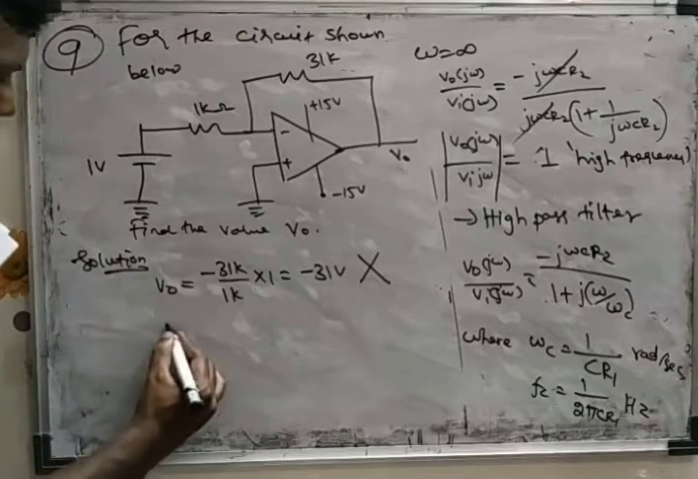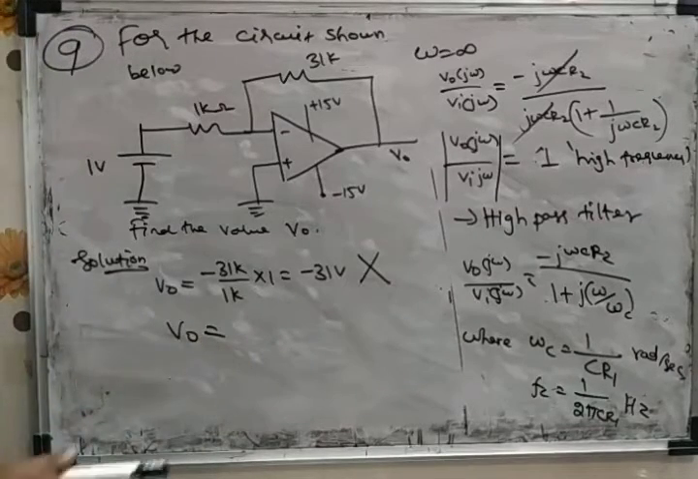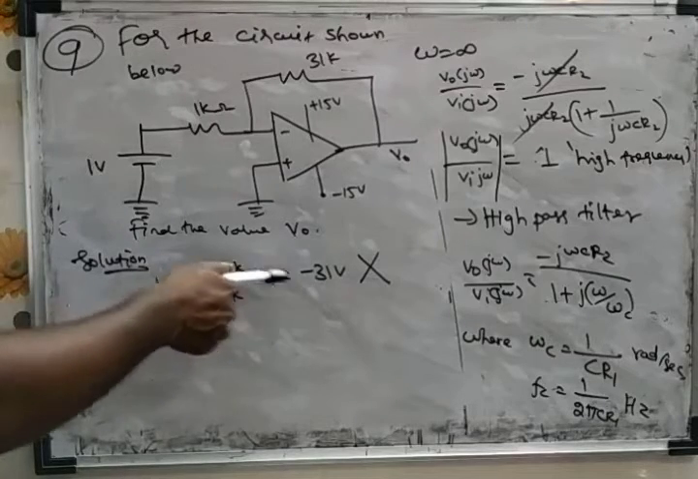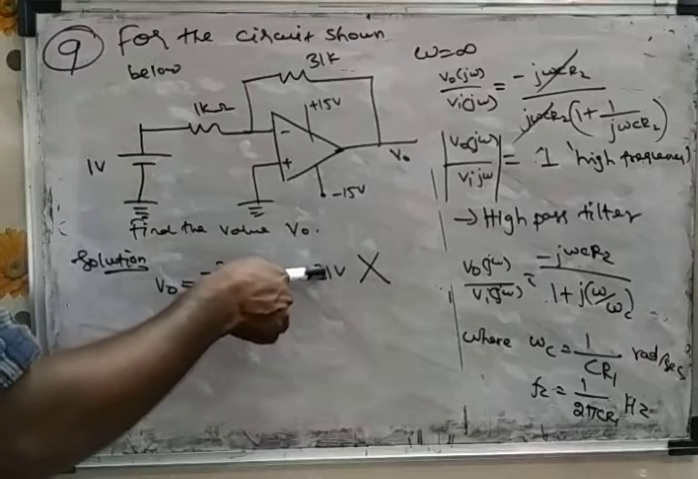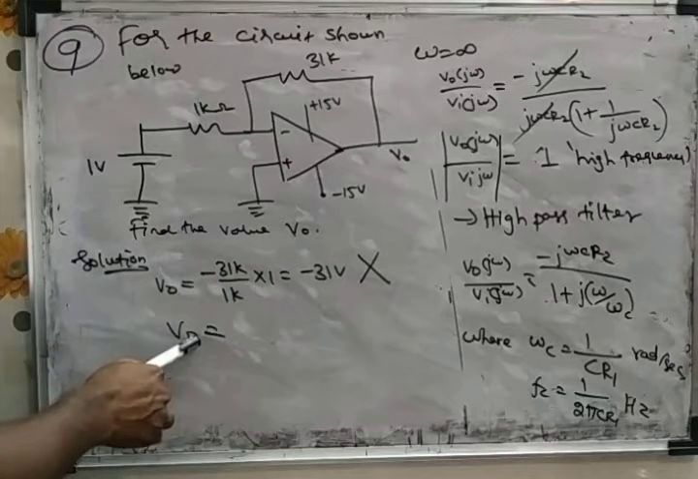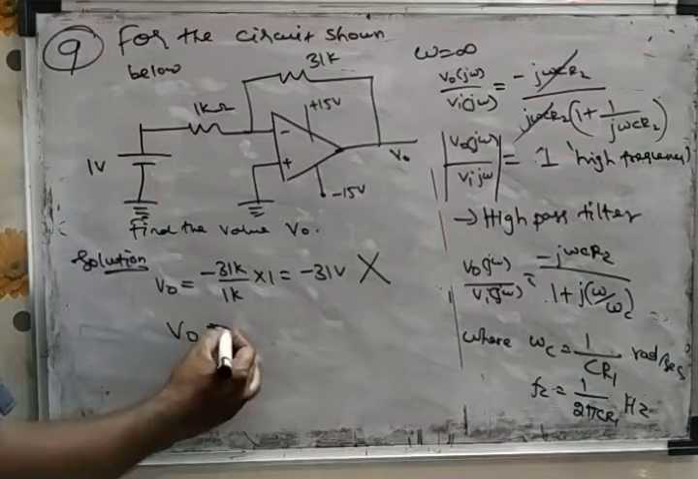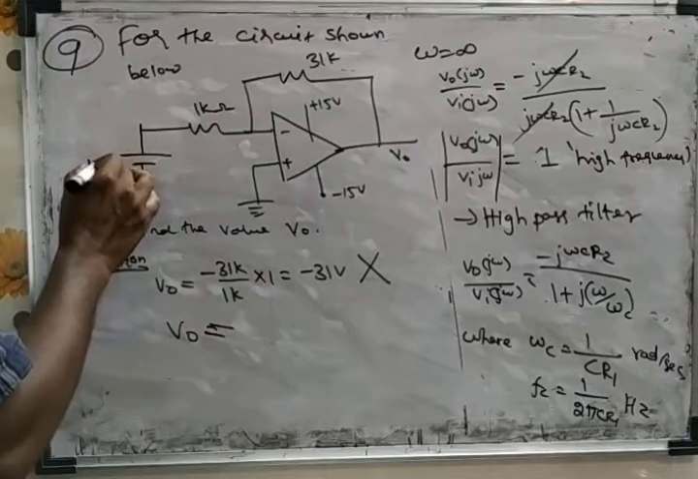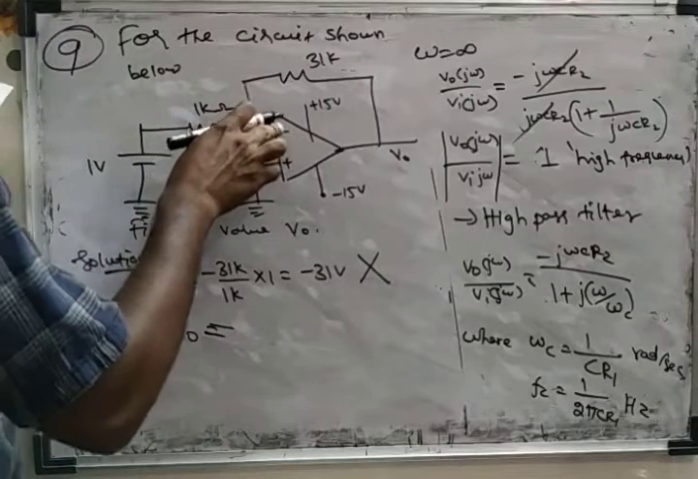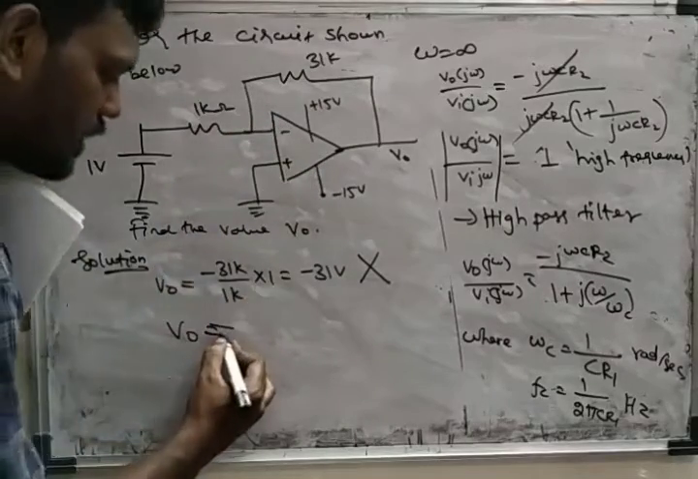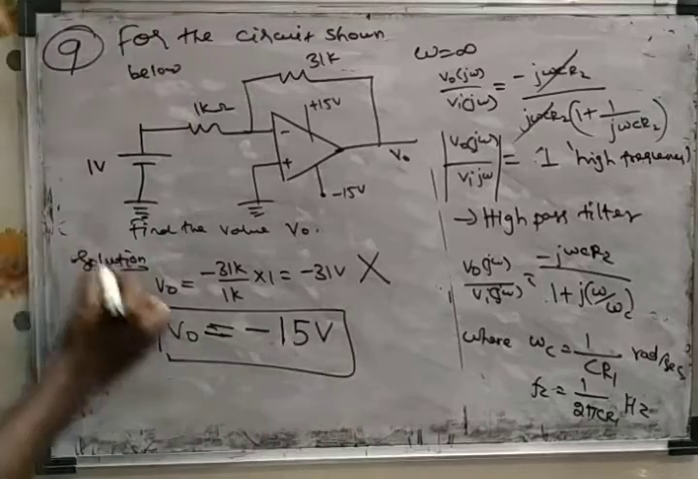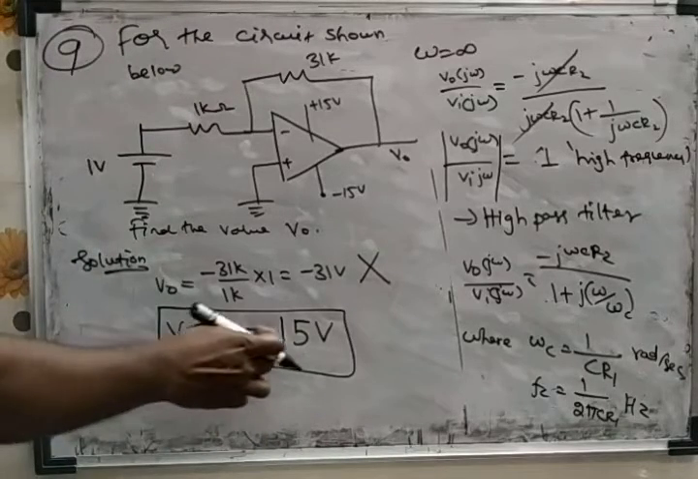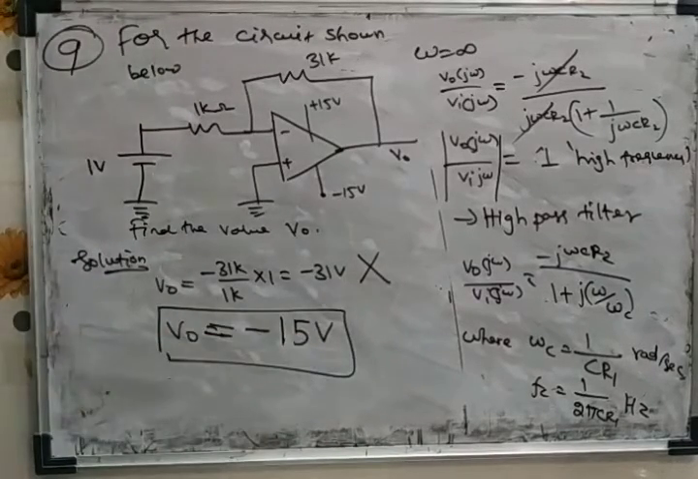So actually V naught will be saturated. Your gain is 31 times the input signal, so this will not be possible. We are applying input to the inverting terminal, so your V naught is equal to minus 15 volt. Output will be saturated at minus 15 volt.